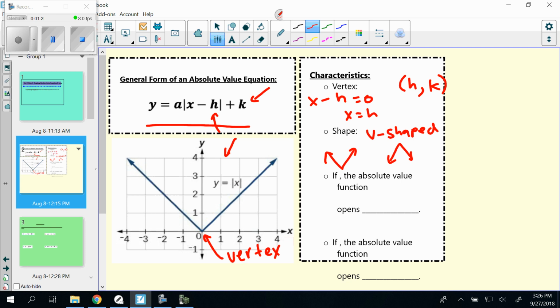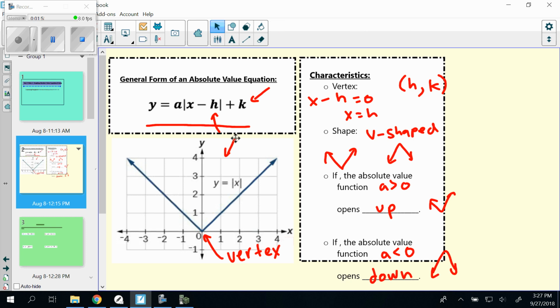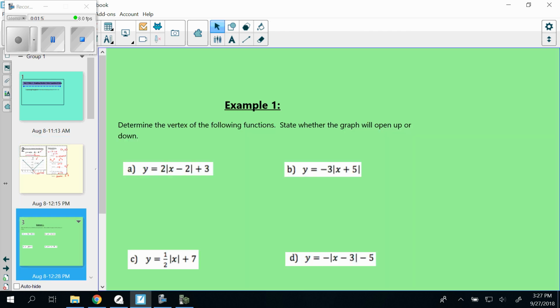If the absolute value function has a greater than 0, then it's going to open up. If you have a less than 0, then it's going to open down. By what we mean by that is it's going to look like this, whereas this one's going to open up like this. Okay, so let's look at some of these here.